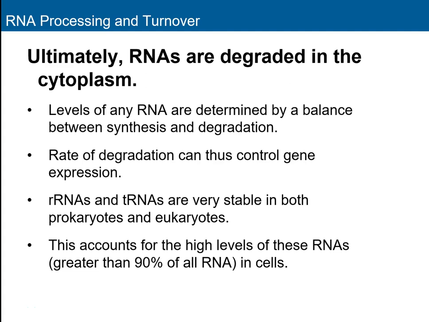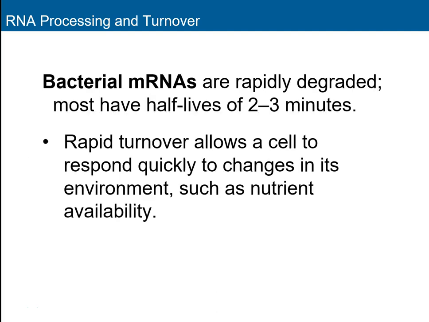Our rRNAs and tRNAs are very stable, more stable than mRNAs. This accounts for the high levels of these RNAs in the cells. But mRNAs are relatively unstable, and for very good reason, because this can affect gene expression. There are differences between the stabilities of mRNAs in general. If an mRNA is transcribed or translated a lot, maybe that one's a little more stable than something that doesn't need to be made all the time, okay?